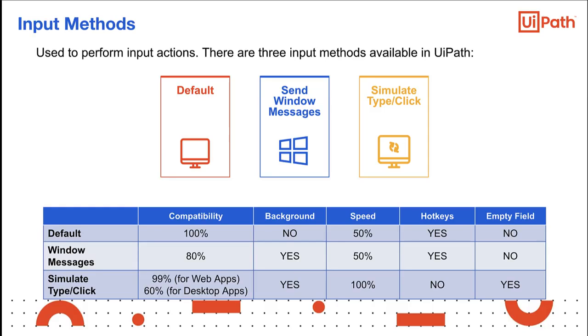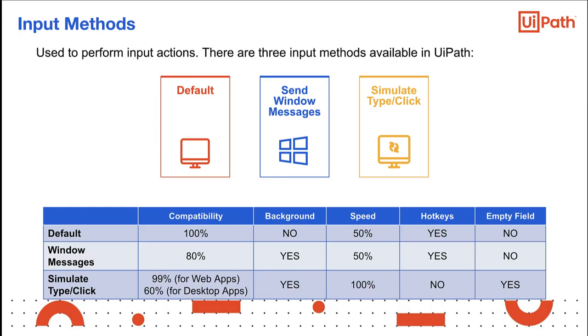Both window messages and simulate work in the background, while the default does not. Simulate method correctly identifies the controls used by the target apps, so the speed is significantly higher than the speed of the other two methods. Only default and window messages can send hotkeys.